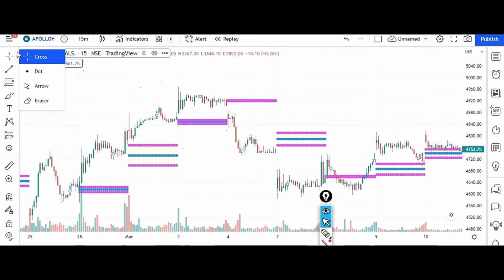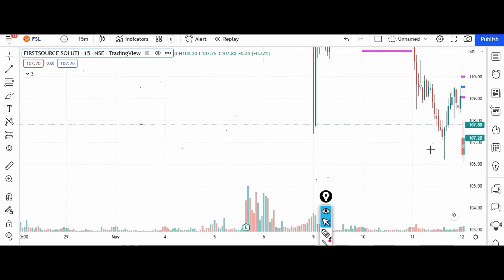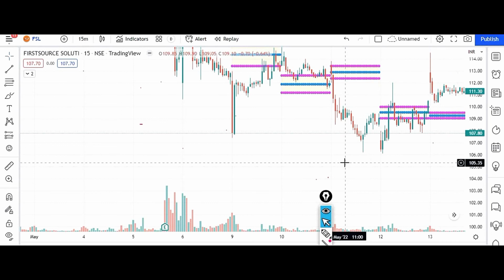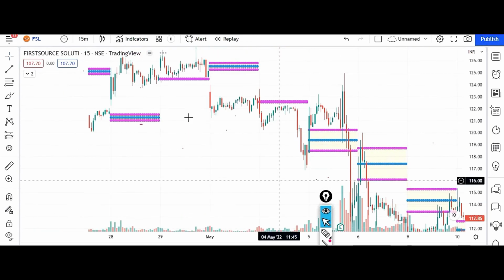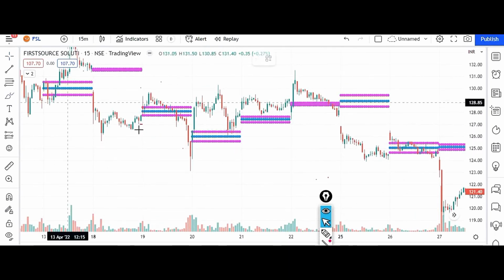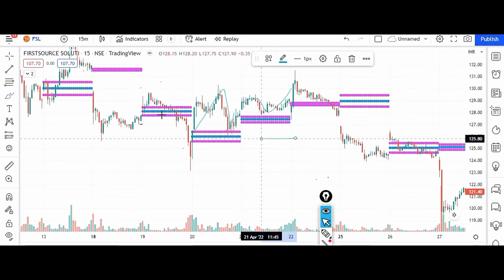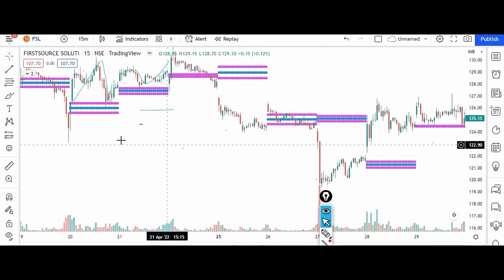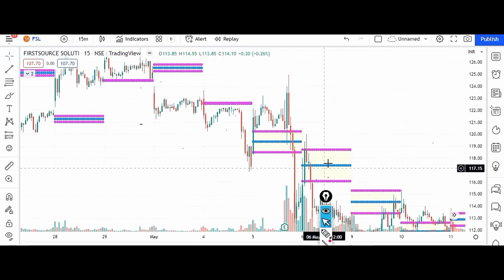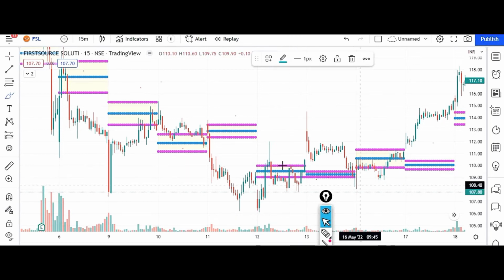Let's move to the next chart. Went up, reversed, bounced. Went up, reversed. Broke, fell. Went up, fade, came down. And this level for the day.